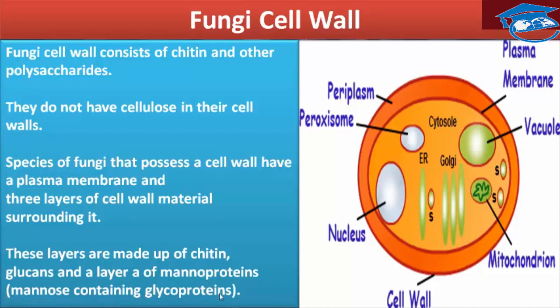So by now it is clear to you that the fungi cell wall consists of chitin and other polysaccharides, but not cellulose. Cellulose is a unique characteristic of the plant cell wall. A species of fungi that possess a cell wall have a plasma membrane, and 3 layers of cell wall material surrounding it. These layers are made up of chitin, glucans and a layer of mannoproteins. So I hope the fungi cell wall is clear to you now.